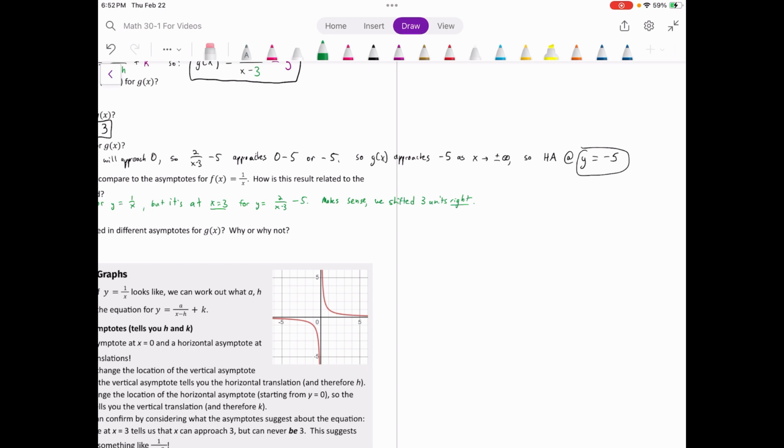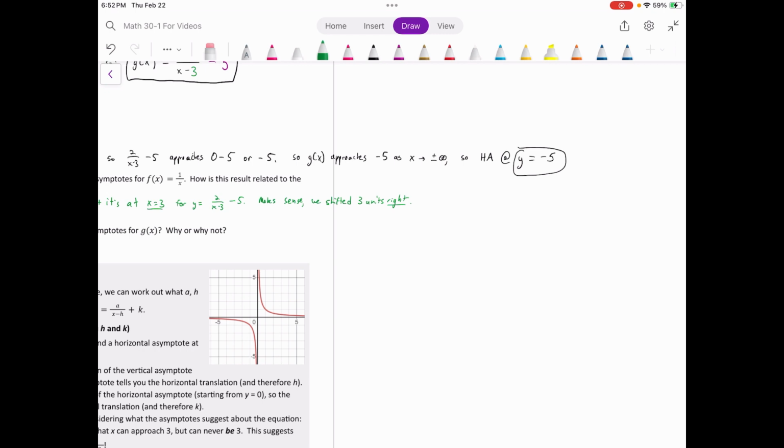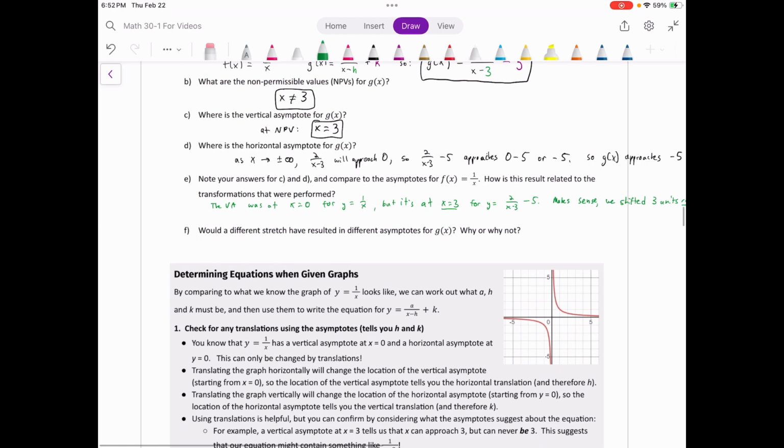So our vertical asymptote is always just going to be at h, right? Because it starts from 0. So starting from 0, if we go h to the right, it's now at x equals h. If we go h to the left, it's now at x equals -h, right? Well, still x equals h, it's just that h would be negative. Makes sense, we shifted it 3 units right, so the parameter h tells us the vertical asymptote. We're going to use that fact when we're thinking about them in this way.